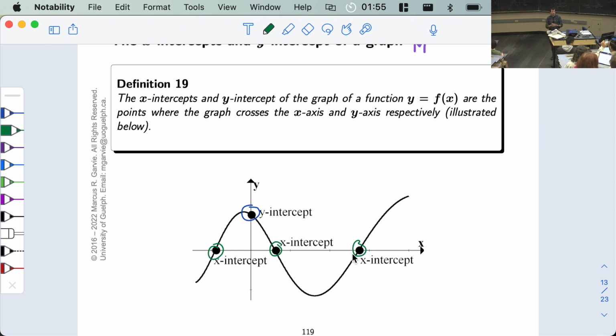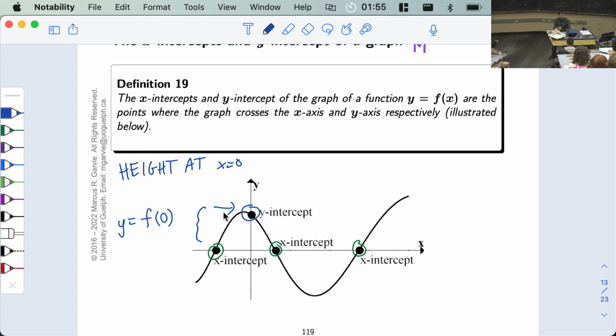If you also remember what a graph is, right? What is a graph? Well, the height of the graph above some x value is the value of the function. So if you remember that from last time, then you can translate this picture of x and y intercepts into what they mean. So the y-intercept here is the height of the function at x equals 0. And the height at x equals 0 is exactly f of 0. This is the height at x equals 0, which is exactly y equals f of 0. So the y-intercept is exactly f of 0.